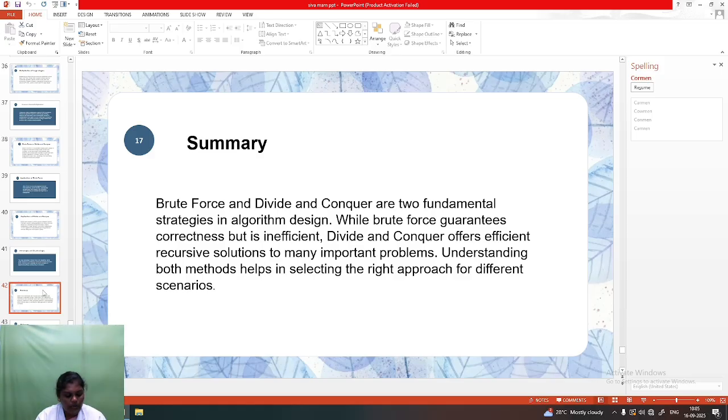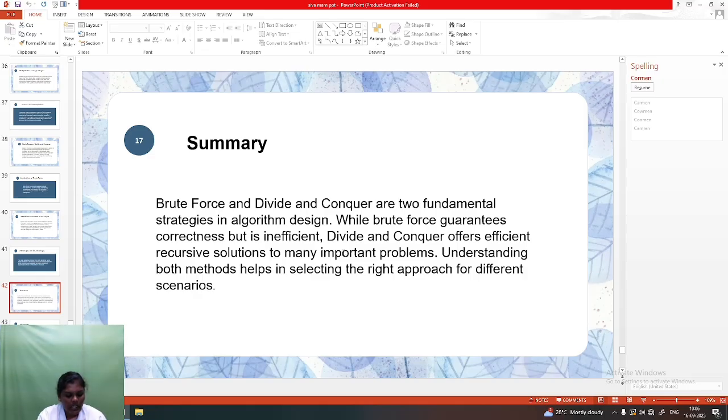P in computational complexity is the set of decision problems that can be solved in polynomial time by a deterministic algorithm. A problem is in P if there exists an algorithm that solves any instance of size n in time O(n^k) for some constant k. These problems are considered efficiently solvable. For example, finding the shortest path in graphs, Dijkstra's algorithm.